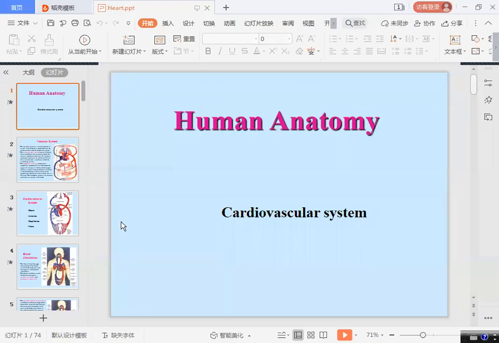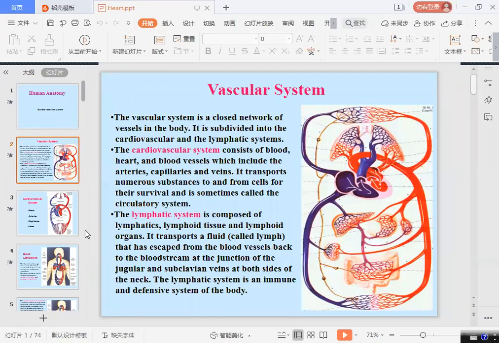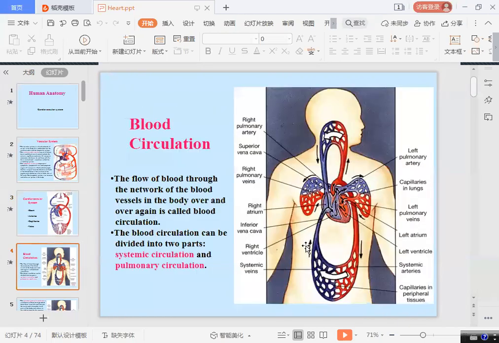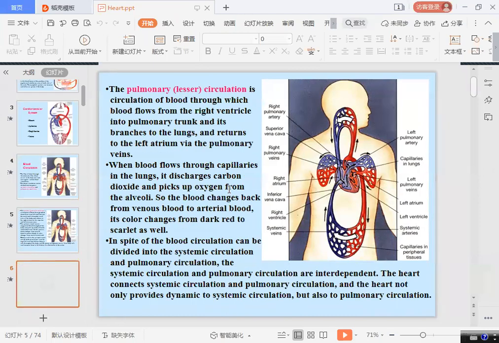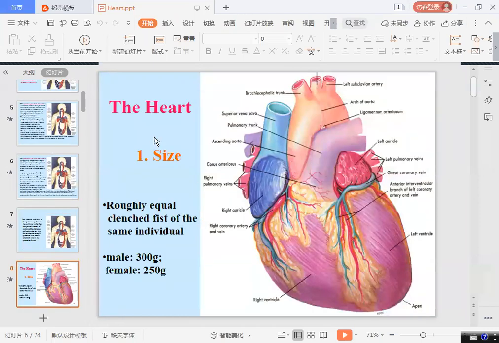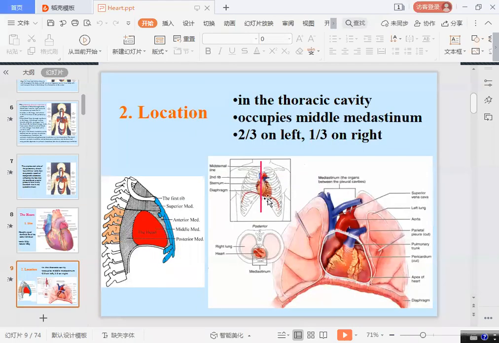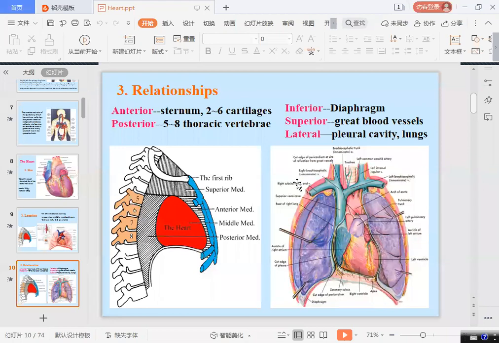So last time we started the human anatomy, sorry, CVS anatomy, and we discussed the circulatory system, and I explained the cardiovascular system and the lymphatic system. I explained the circulation: we have systemic circulation and pulmonary circulation. I also explained how the pulmonary and systemic circulation work. We started the gross anatomy of the heart, and we discussed the location and the relationships of the heart.